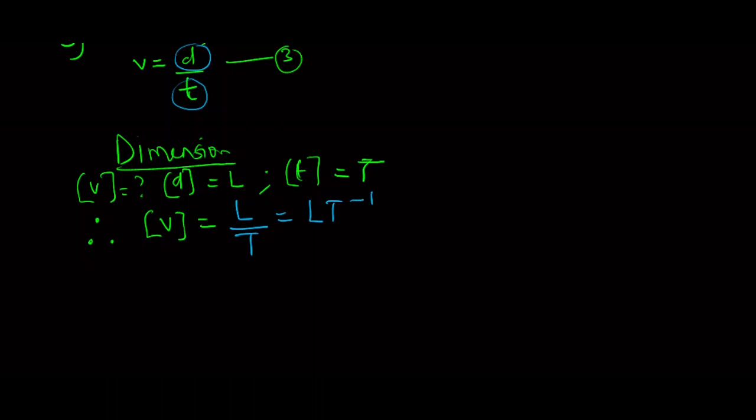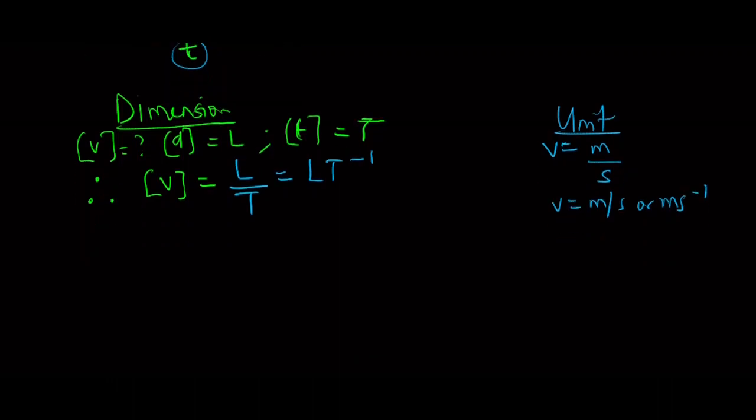Let's work out the unit of velocity. We are going to have the unit for displacement is meter, the unit for time is seconds, and that should give us meter per second, which can also be written as this.